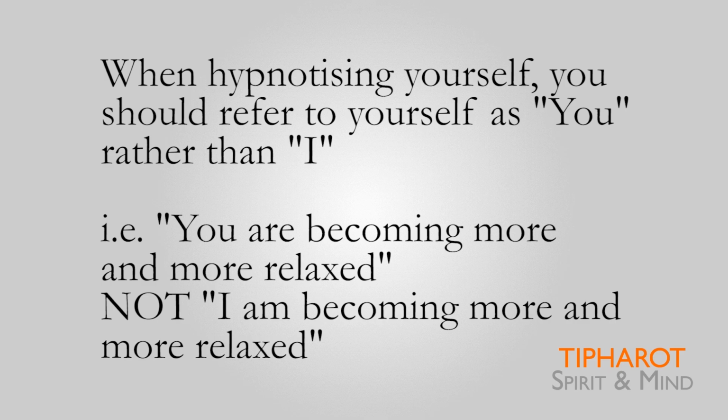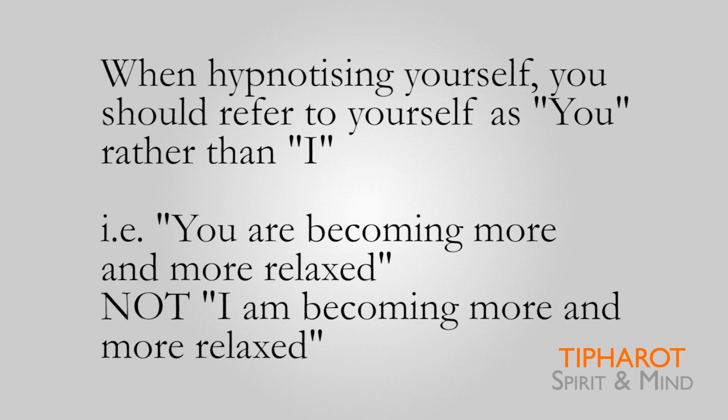Your brain will react to hearing things from someone else in a different way to hearing them from you, but you can trick your brain by referring to it as you rather than as I. Then it sounds like someone else is talking to you and your brain reacts to it in a better way. So for example, instead of saying I am feeling relaxed, you would say you are feeling relaxed. So let's get on to how you start the script then.